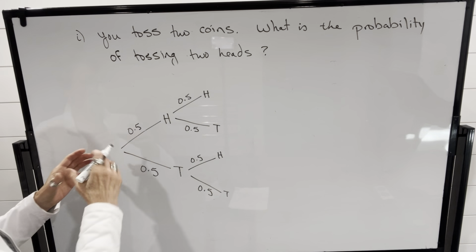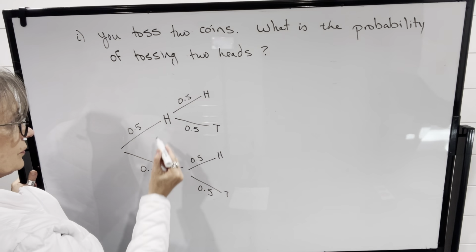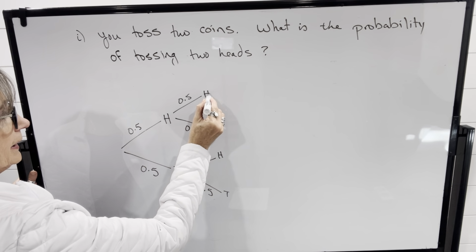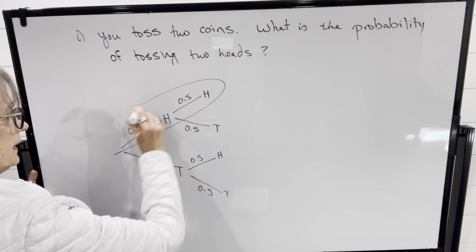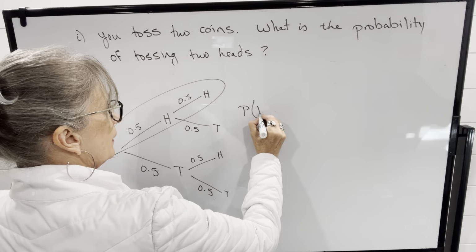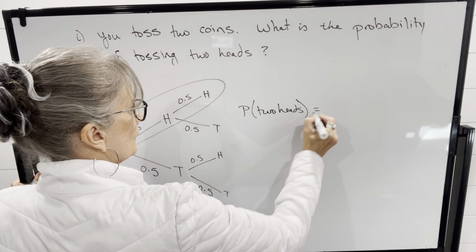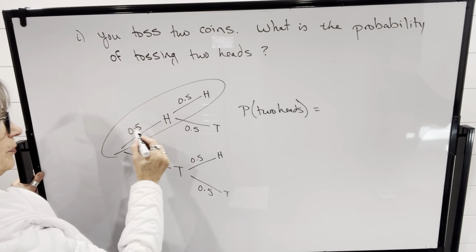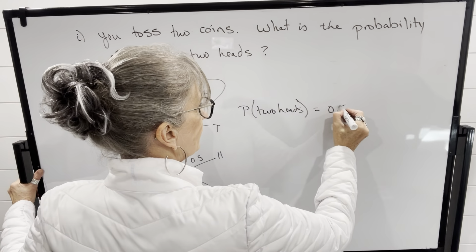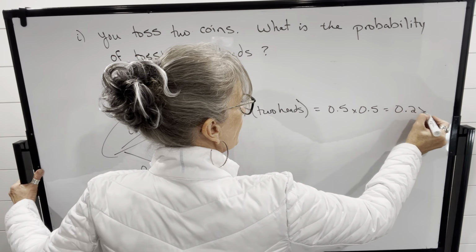There's only one limb that we're going to take a look at where we toss two heads, a head and a head. So we're going to take a look at that branch of the tree, and the probability of two heads, or probability of HH, will be equal to 0.5 times 0.5, which is equal to 0.25.